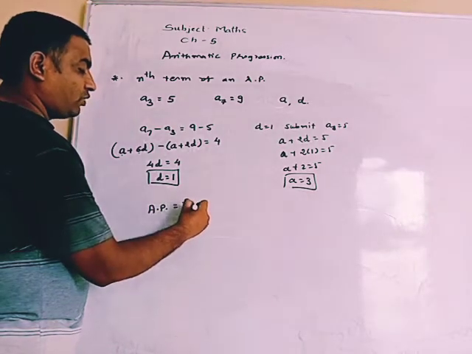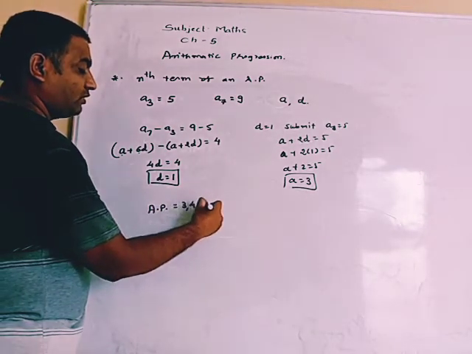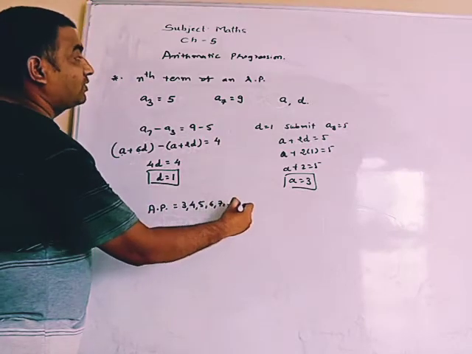3 plus 1 is 4, 4 plus 1 is 5, 6, 7, and it goes on.